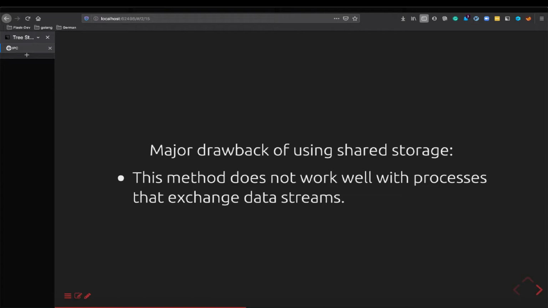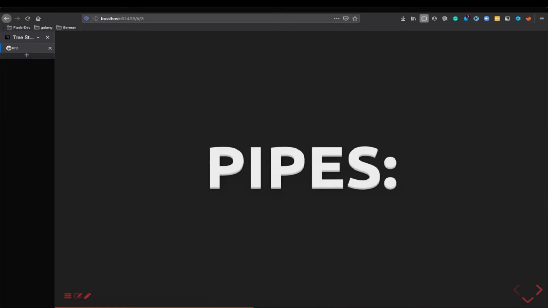Now let us look at a drawback of using shared storage. This is applicable to shared memory as well as shared files. Okay, so this does not really work well with processes that want to exchange a stream of data. Okay, so this works well only when a process writes and then forgets, and some process comes and reads and then it allows to write again. This shared storage method does not allow you to read and write data streams, that is continuous flowing data. Okay, and for this we come up with various other solutions and other methods of IPCs.